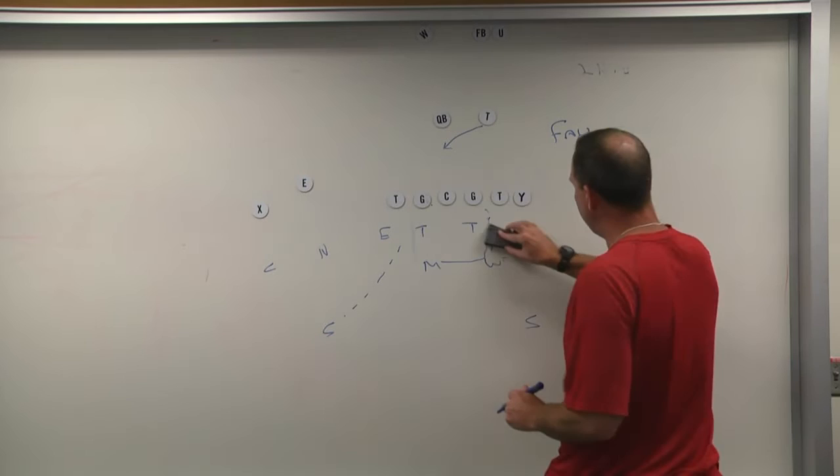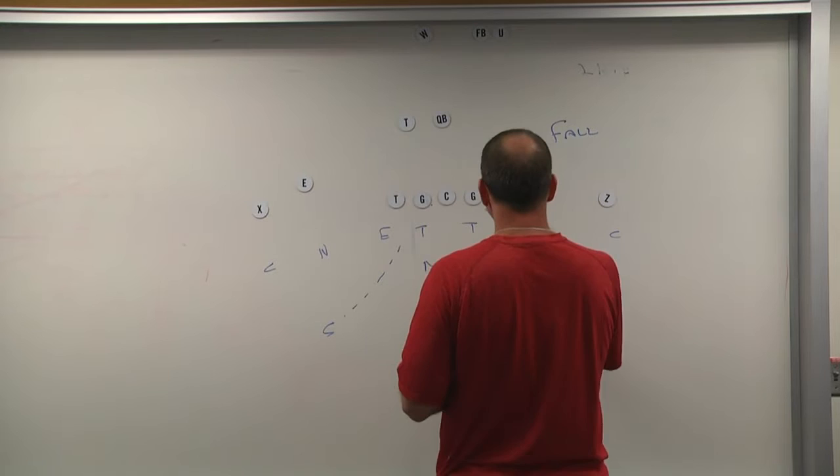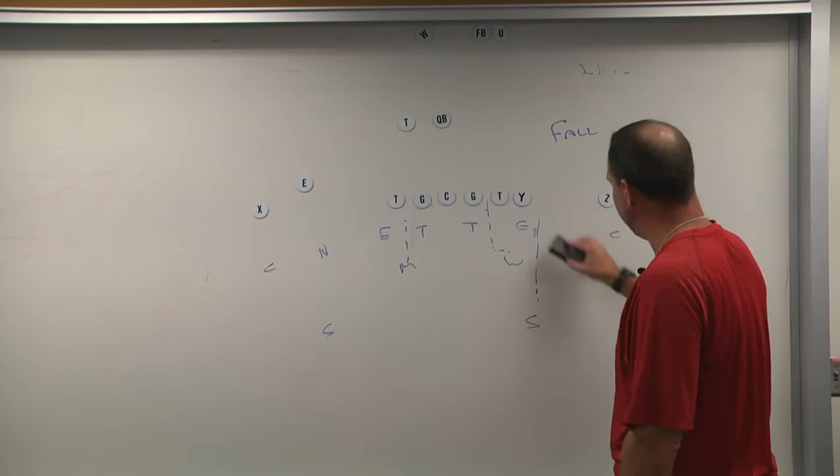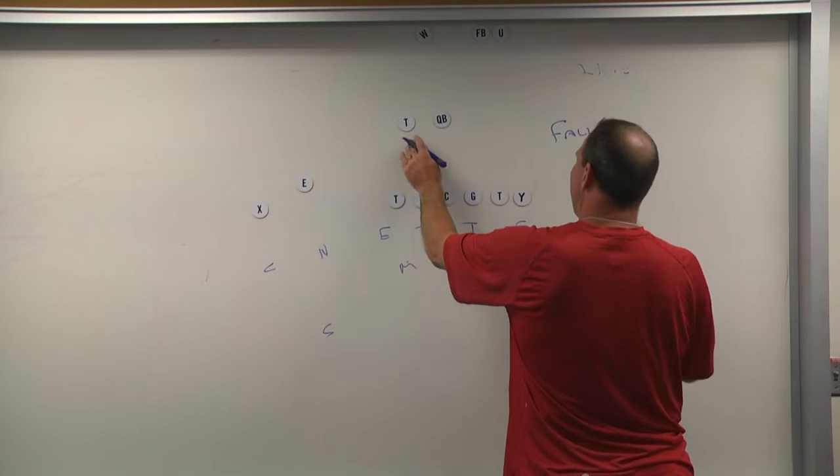So same thing, the back's over here, there's nowhere to fall to. The Mike linebacker's already in his B-gap, and the Will linebacker has fallen into his B-gap. That puts the safety in the outside gap. Okay? So fall run fits is what we're talking about when we're fitting opposite the back.